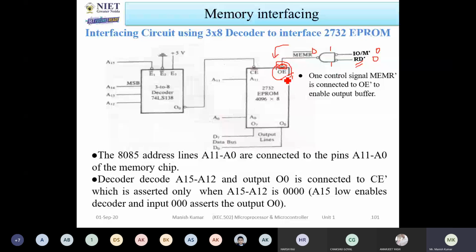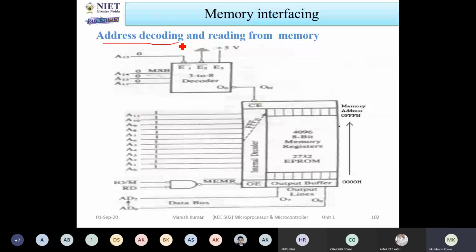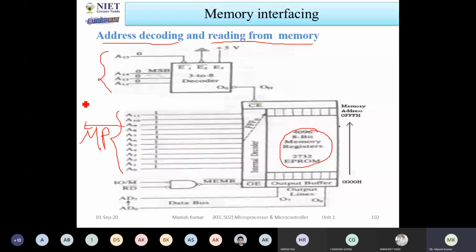Next is how the address will be decoded. You already know how the address will be decoded and how you can read from memory. In this slide, a little bit of everything is the same as the previous slide. This is the same EPROM. A0 to A11 pins will be directly connected to the processor, and the rest of the pins are also connected with the processor.